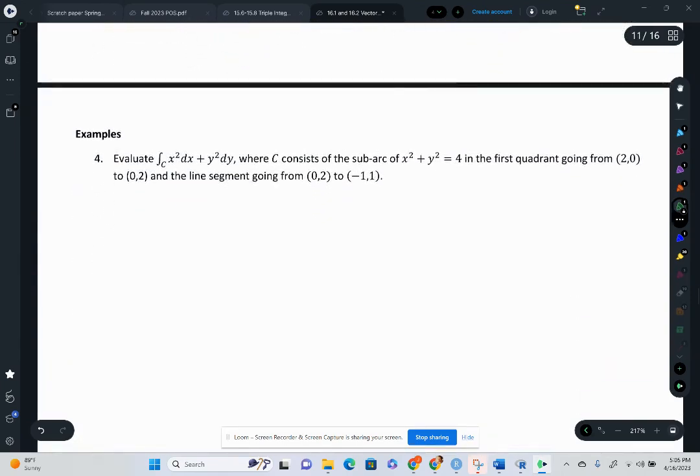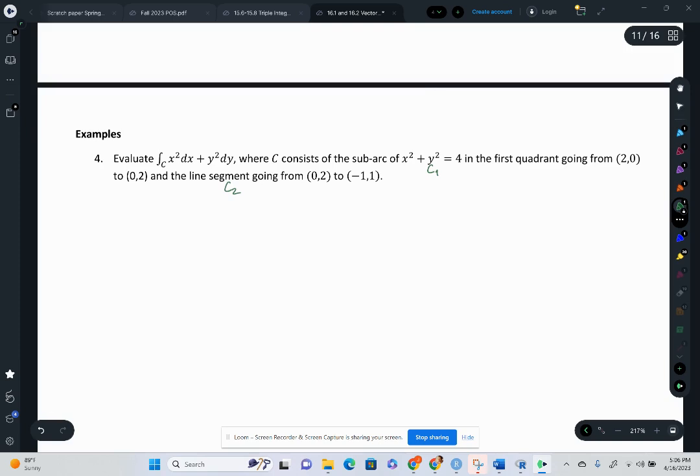All right. Done with that page. Now we can move on to some examples where we've got the dx's and the dy's in there, and we've got to figure out how to handle those. In this particular one, we're going to evaluate the line integral over C of x squared dx plus y squared dy, where C consists of the subarc of x squared plus y squared equals 4 in the first quadrant going from (2, 0) to (0, 2), and the line segment going from (0, 2) to (-1, 1). So it looks like we have a C1 and a C2.